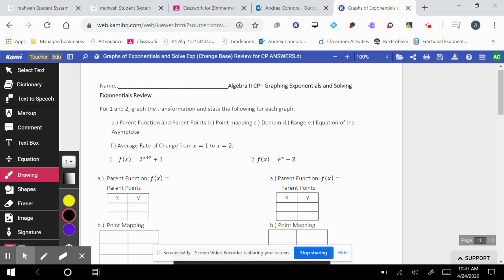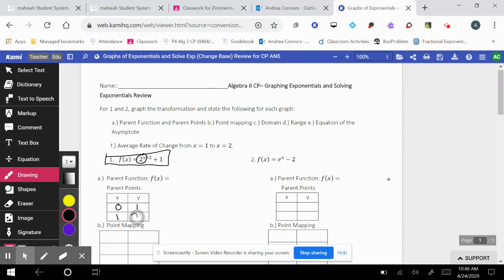Okay guys, so I'm going to go over the graphing exponential and solving exponentials review. So here are your two functions. I'm going to start with this one. Your parent points, remember, it's always going to be 2 to the x. So it's going to be (0, 1) and (1, 2).